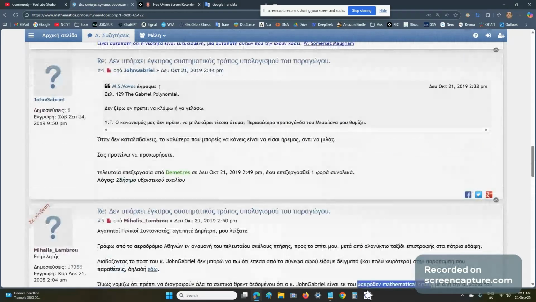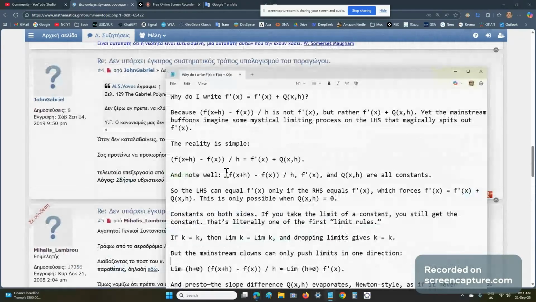So what I'm going to do here is post this whole comment so you can look at it for yourselves and see what I was saying, and judge for yourself who was right and who was wrong.